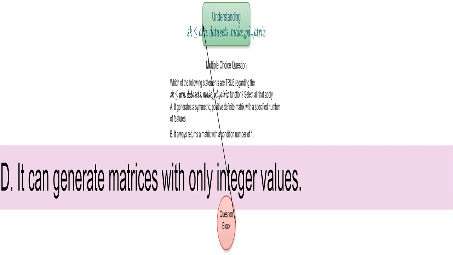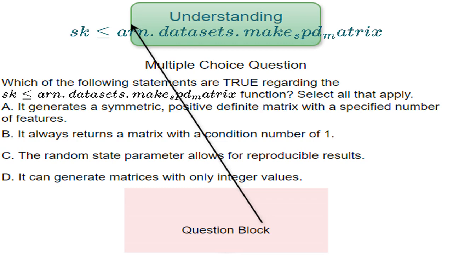Nope, this statement is false. The function generates matrices with floating point numbers by default. Integers are not the standard output. This section summarizes the multiple choice questions posed. Now let's see how you understand the material.